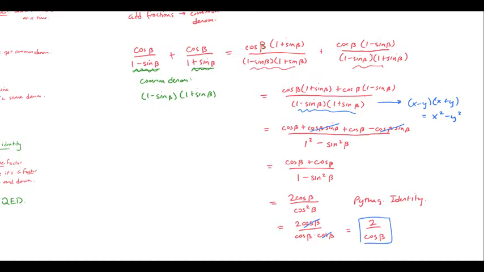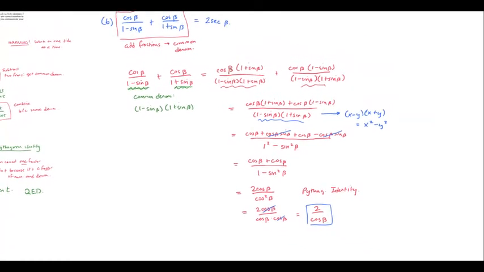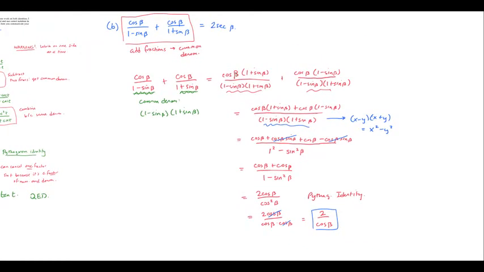Now, is this what I wanted? Wait a minute. I wanted 2 secant of beta, but wait, that is 2 over cosine beta. That's the same as 2 times 1 over cosine beta, and that is 2 secant of beta. Yay, I'm done.